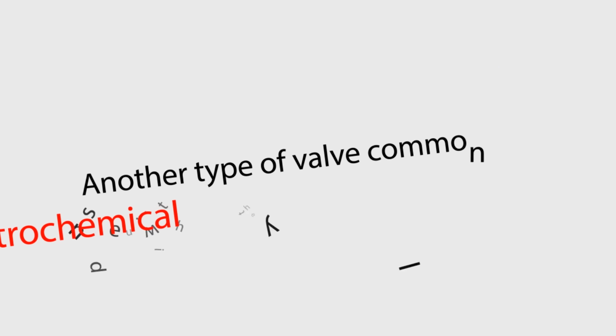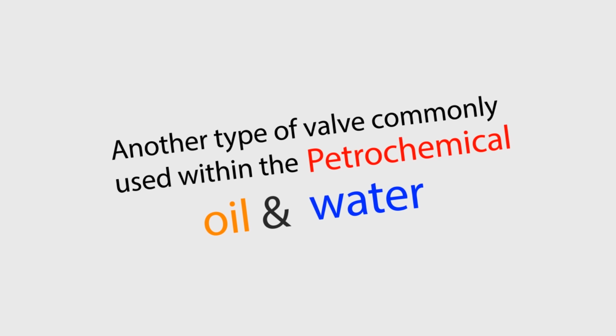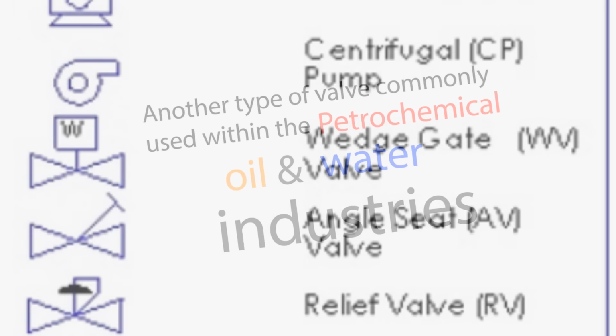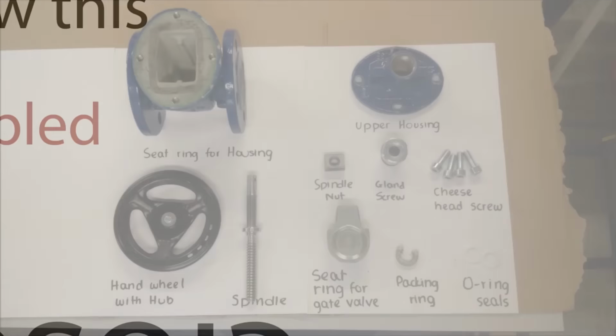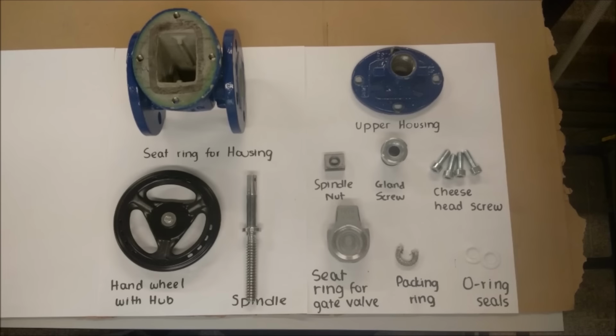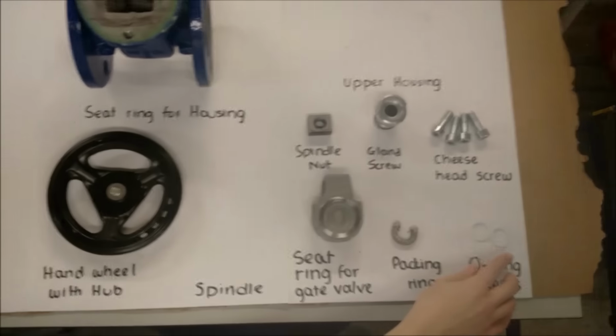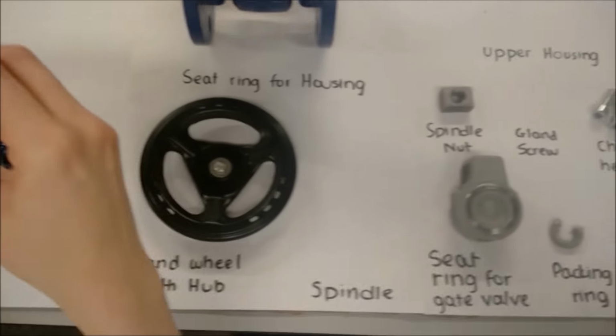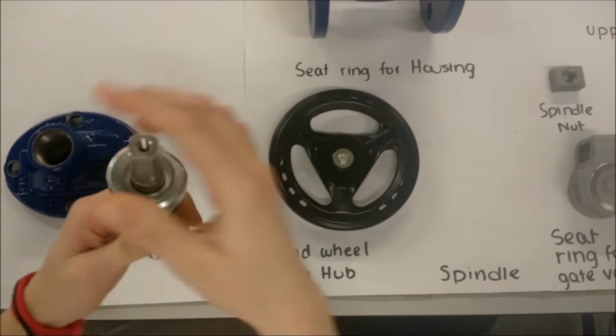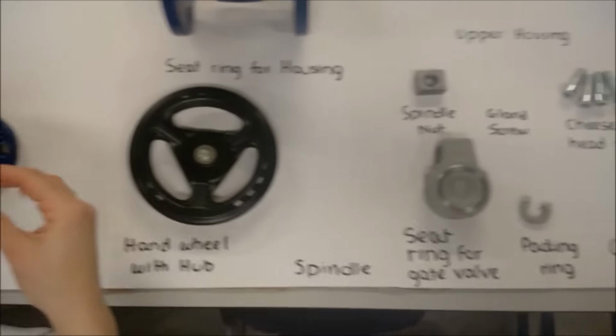Another type of valve commonly used in petrochemical, oil, and water industries is the wedge gate valve, which is recommended to operate fully open or fully closed. Let's see how this valve is assembled. Well, these are all the pieces again. The first O-ring is placed through the spindle, and then comes the gland screw. Another O-ring is placed under the gland screw and attached to the upper housing.